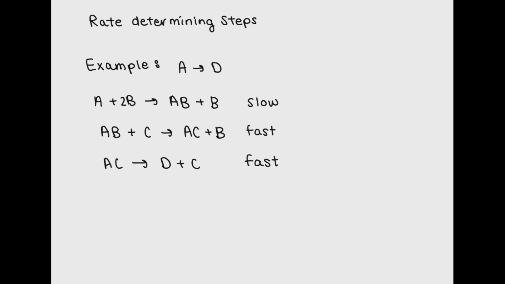So if each elementary step is described by a rate law, then each elementary step has its own rate. And one of the steps has to be the slowest. The overall rate of the entire reaction is determined by the slowest step. This is called the rate determining step. Think of it like a relay race. How quickly the team finishes is determined by its slowest runner.